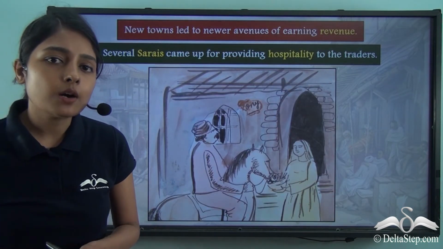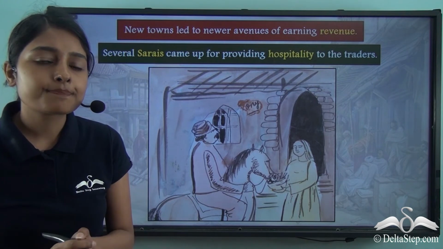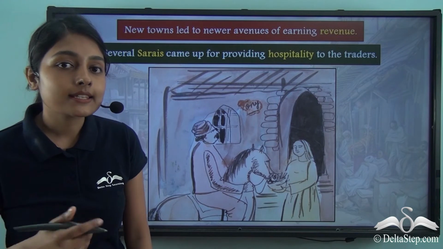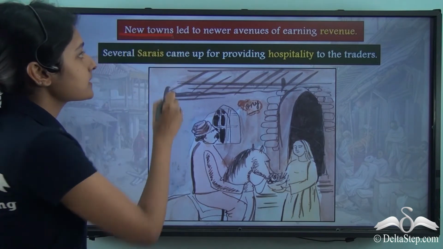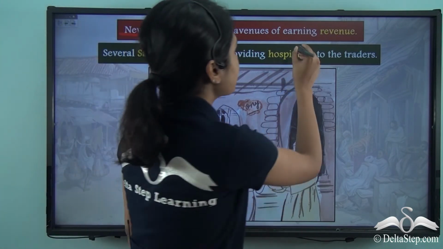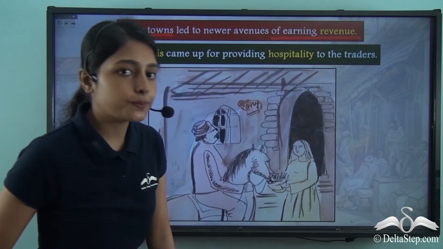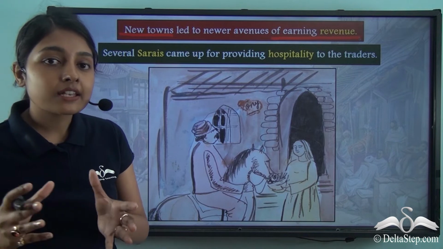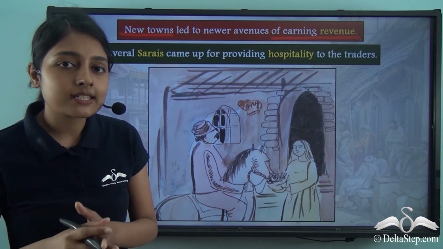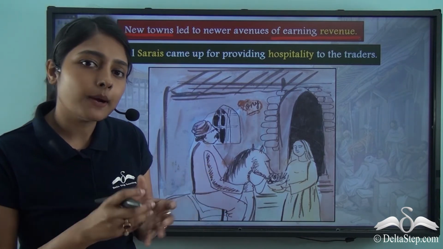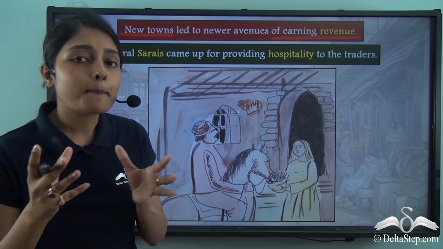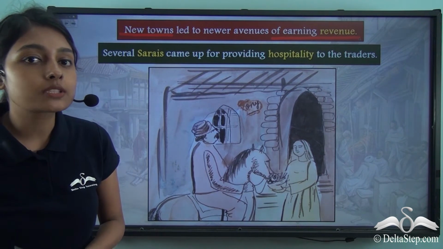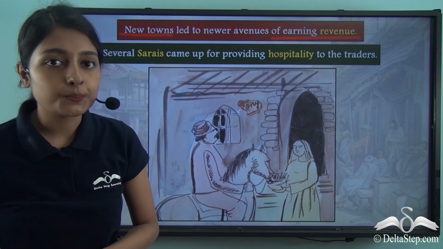Now when new towns started emerging, a lot of people started coming to these towns, and this meant that the new towns now led to newer avenues of earning revenue. Because whenever people start coming to a new town and settling there or just visiting it, they will spend some money, some resources to buy and sell goods. And this in turn meant that the new towns were earning revenue.